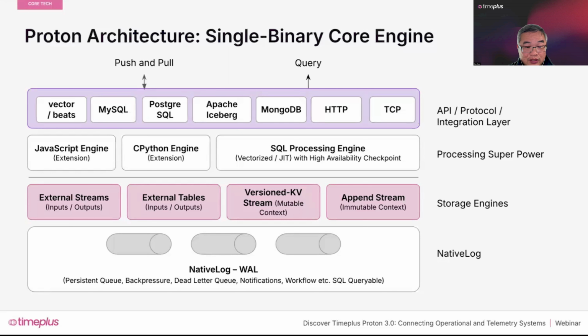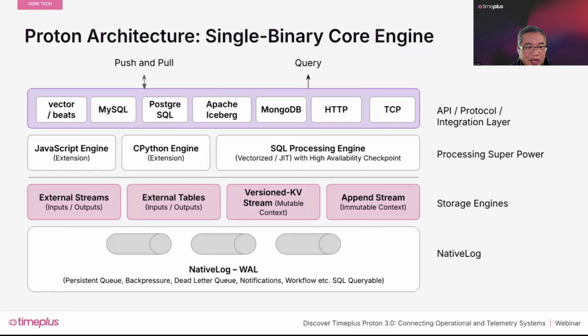So native log is a building block in the whole Timeplus Proton, because when you do the data processing pipeline, when data is ingested to Timeplus, either pushed to Timeplus or pulled by Timeplus from different external data sources, we use native log as the persistent queue to buffer the ingest and the high peak of the traffic, and also enable streaming query processing.